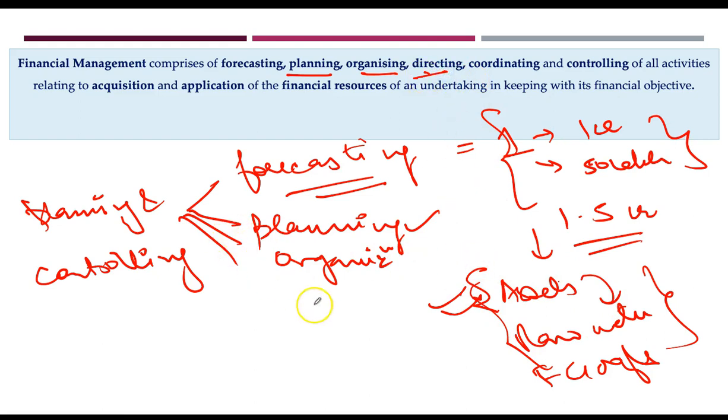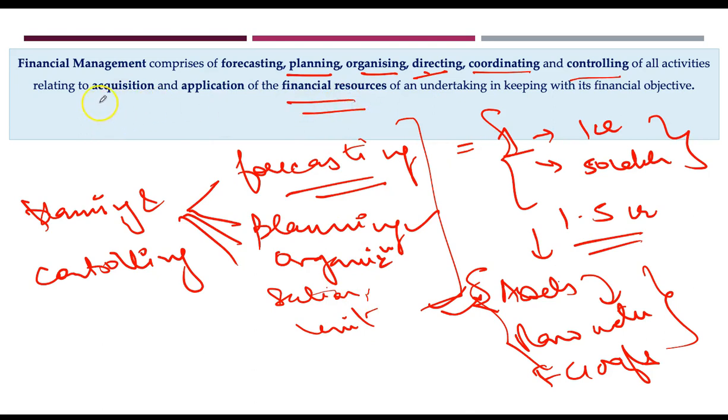Directing: which section of your organization, which unit, needs how much money. Coordinating, so that all these different steps and activities are done in a proper manner and there are no hindrances. And controlling all the aspects. Now, all these activities do two things. And what are these two things? In terms of financial resources, they are acquisition and application.